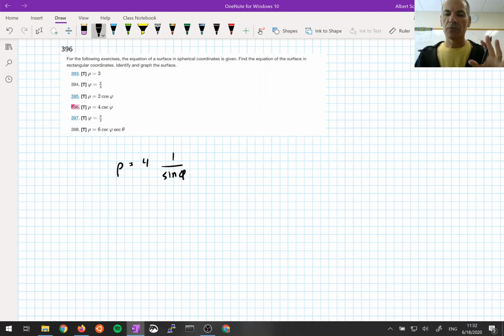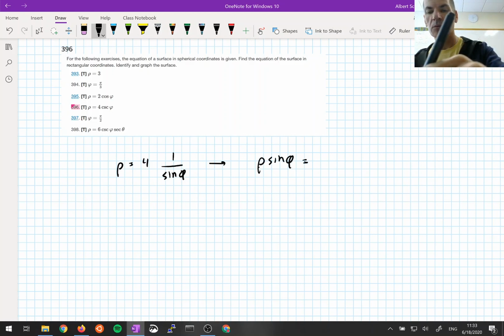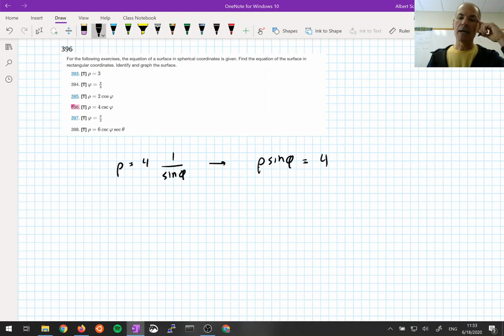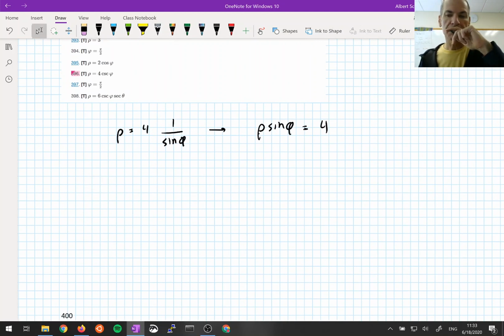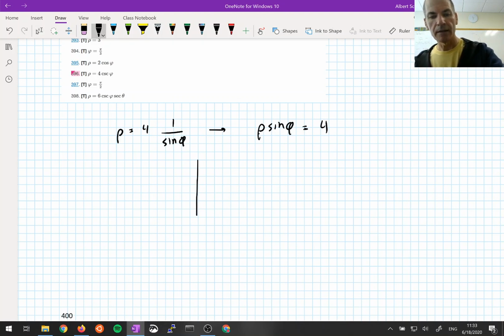Again, when you're faced with these more sophisticated or complicated equations, I think it does you good to fall back on either the trigonometry or the transformation formulas. Here we have rho sine phi is equal to 4. I'm going to fall back on the trigonometry here a little bit. Rho sine phi equals 4, so what I know is that every point on this surface satisfies this equation.